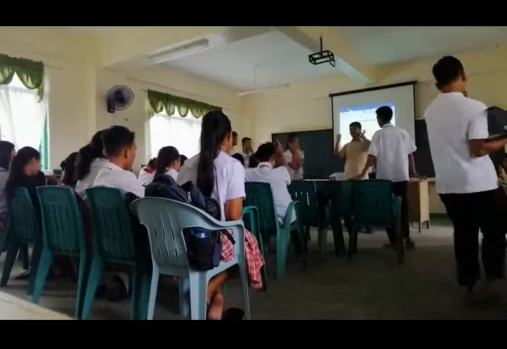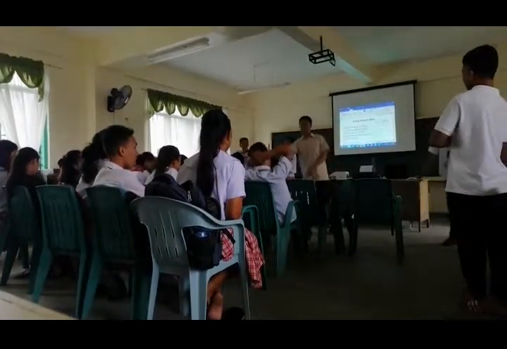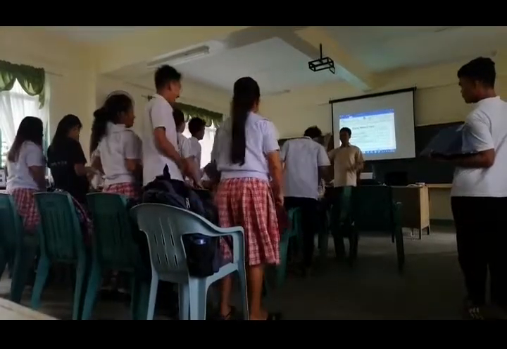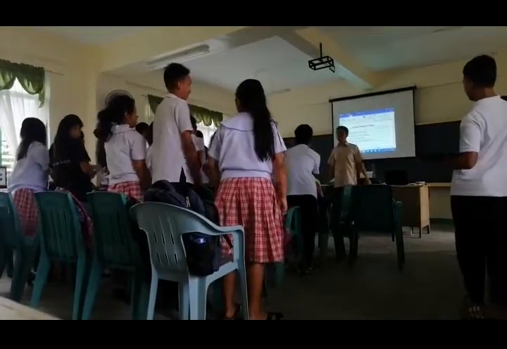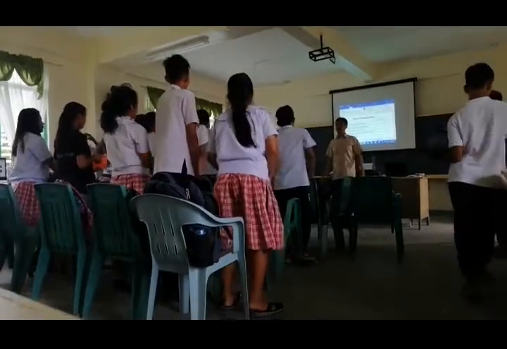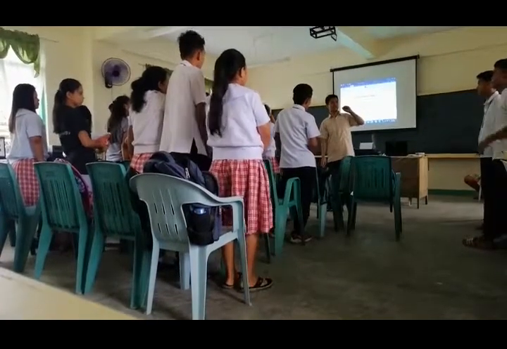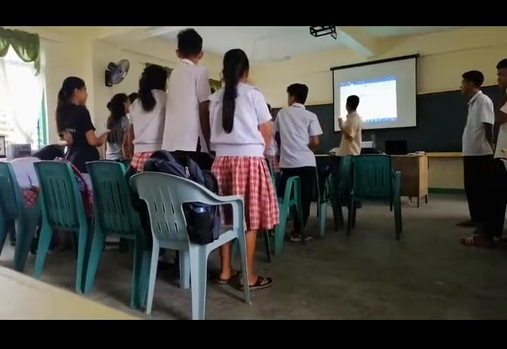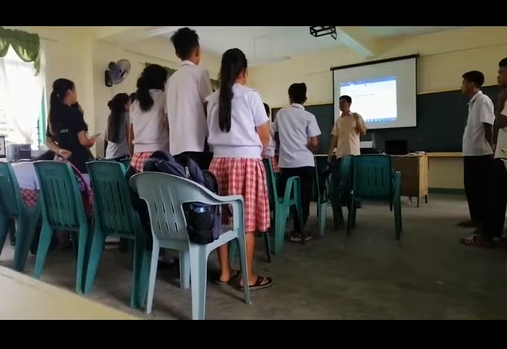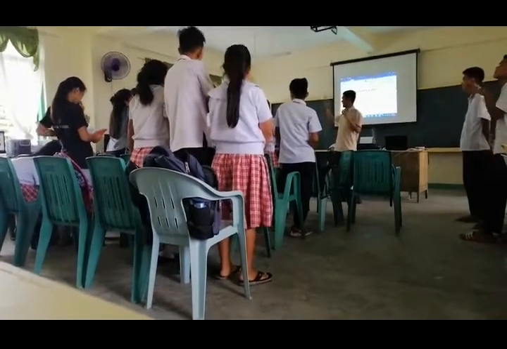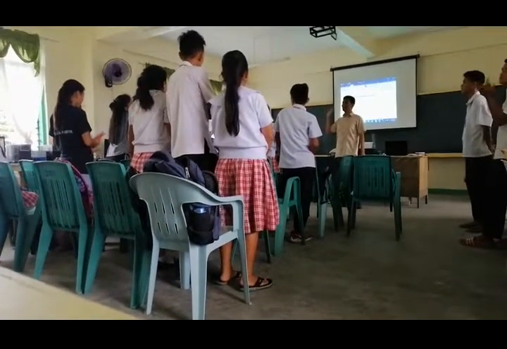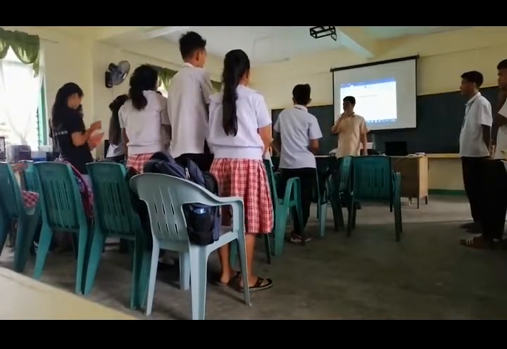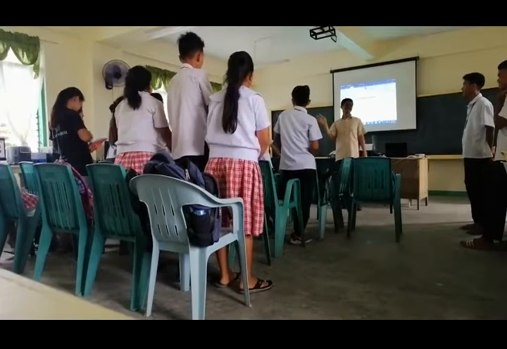So kindly stand. These 5 leaders are going to choose their members. Number 1, George, can you choose your member? Jana. Then number 2, Maria. Deya. Number 3, Yari. Number 4, Rochelle. Number 5, Carlo. Okay, number 1 again.